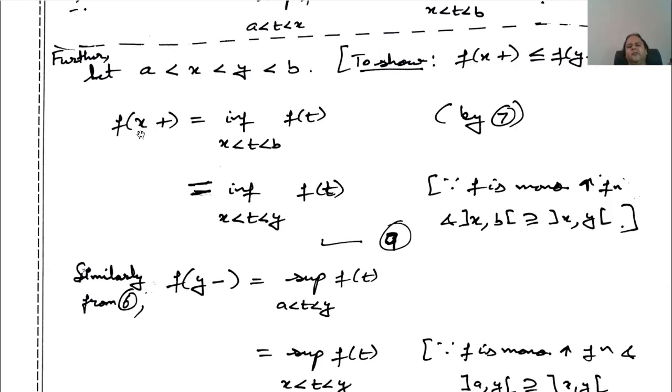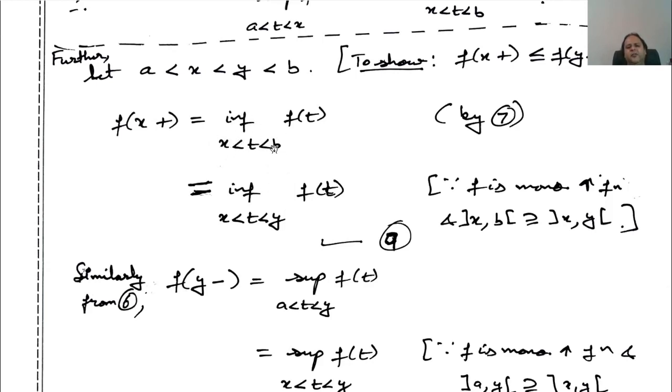So what is the definition of f of x positive? It's not a definition but we have just proved that this is the same as the infimum of f of t, where t is between x and b. That means the right hand side of x. So we are able to write it, because the infimum is being attained near x only.